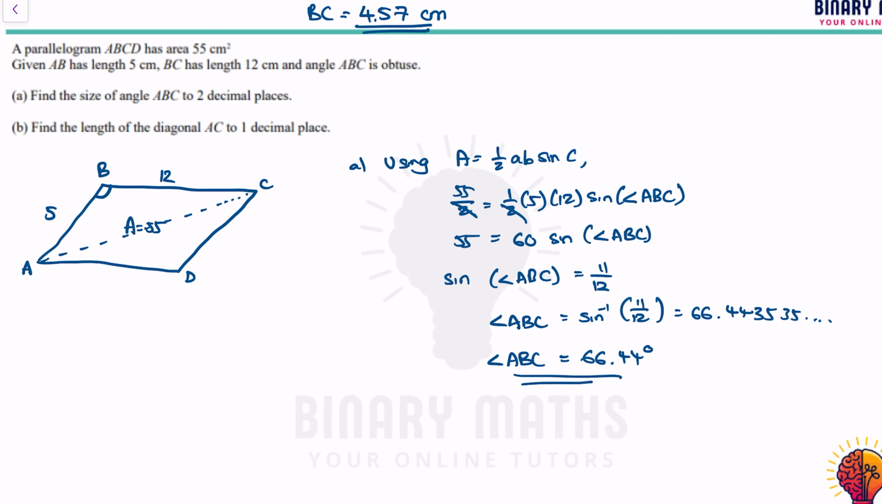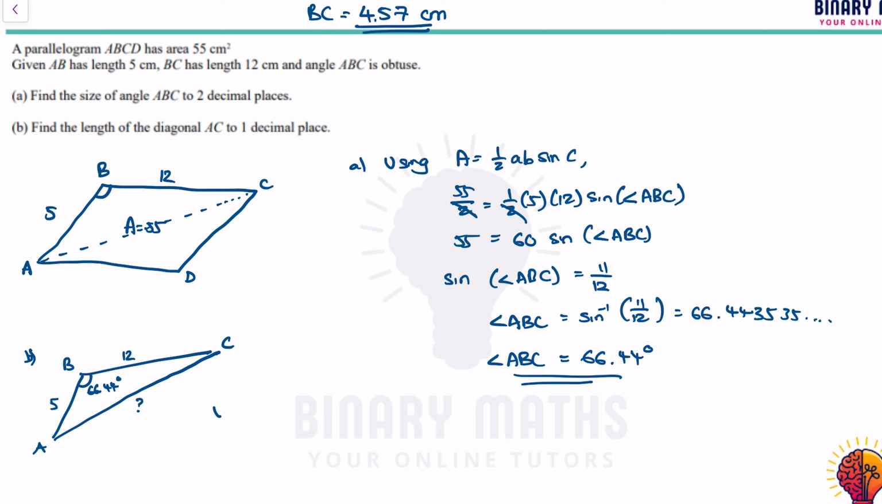Part B, find the length of the diagonal AC to 1 decimal place. So for part B, if I draw out this triangle, A, B, C, I'm trying to find this diagonal. I know this is 5, I know this is 12, and from part A, I know this is 66.44 degrees to 2 decimal places. Then I know I need to use cosine rule because I don't know an opposite length and angle.